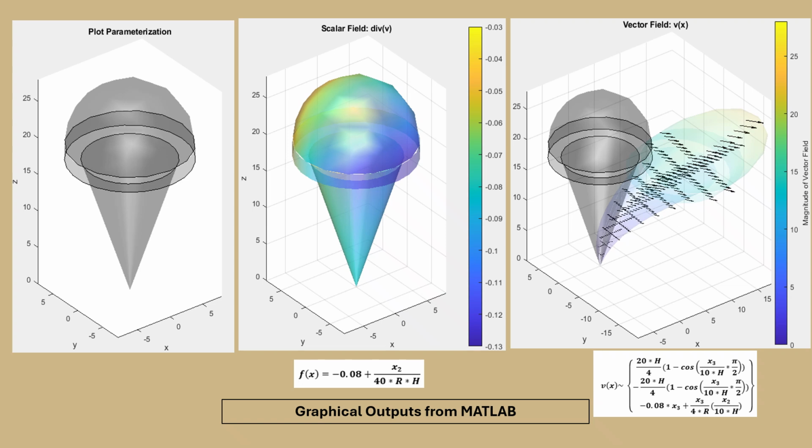This slide displays my graphical outputs of my MATLAB code. Starting on the far left-hand side is the plot parameterization of my snow cone. Following that is a scalar field plot, which again is just the divergence of v. I also added my scalar field at the bottom of the image for reference. On the far right is the plot of my vector field. As you can see, the farther you work your way up the snow cone, the larger in magnitude the vectors are, simulating the displacement of my cone at the top.